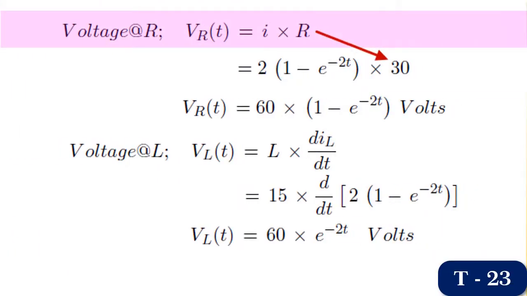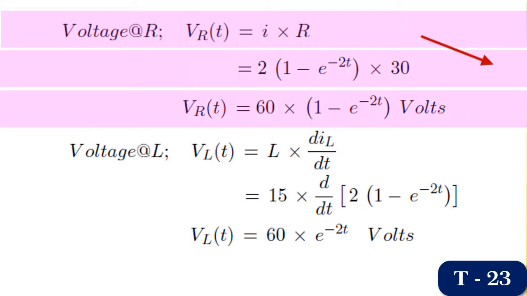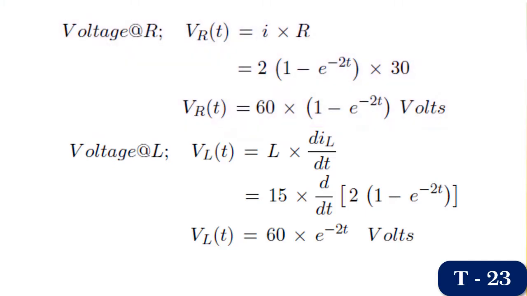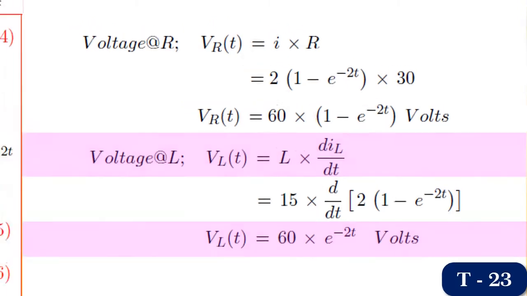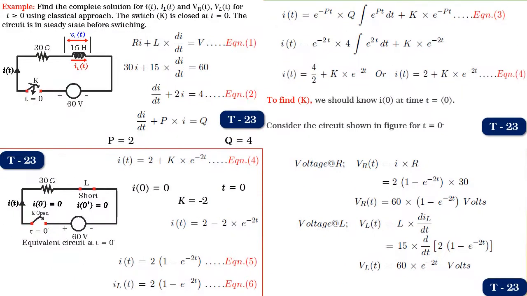We know VR of t is equal to I into R, and by substituting we get VR of t is equal to 60 into bracket 1 minus e to the power of minus 2t volts. Similarly, we know that VL of t is equal to L into di by dt. By substituting and differentiating, we get VL of t is equal to 60 into e to the power of minus 2t volts. Friends, is it not simple?